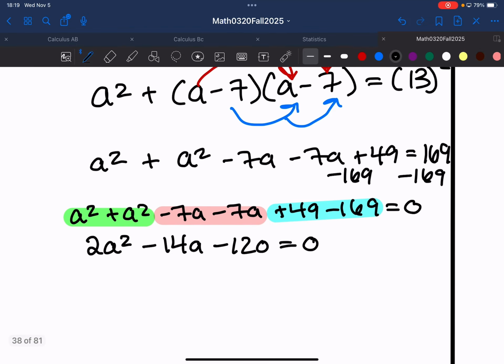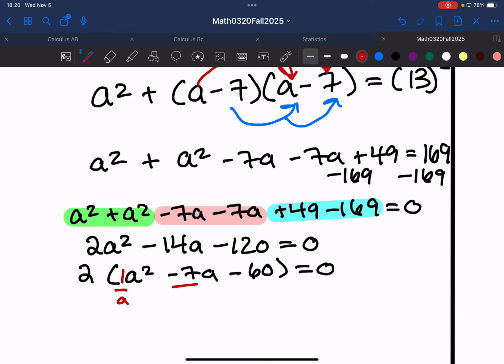Okay, this is looking closer. This is now our standard form quadratic equation, which means we can factor this. But before we factor, we should always check what? A GCF. Can we take out a GCF? Yes. What number? 2. So if I take out a 2, I'm left with A squared minus 7A minus 60 equals 0. Okay, then I'm going to do the A times C method. So I have A is 1, B is negative 7, and C is negative 60.